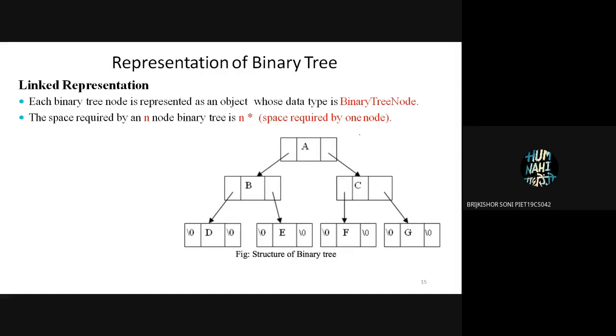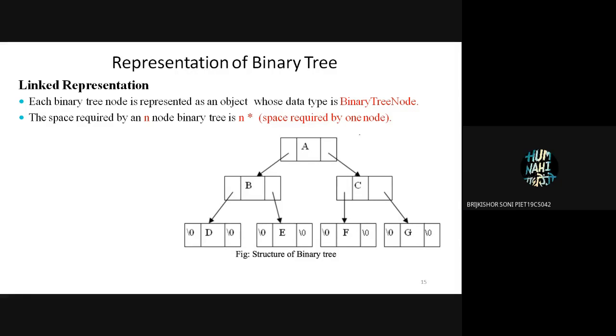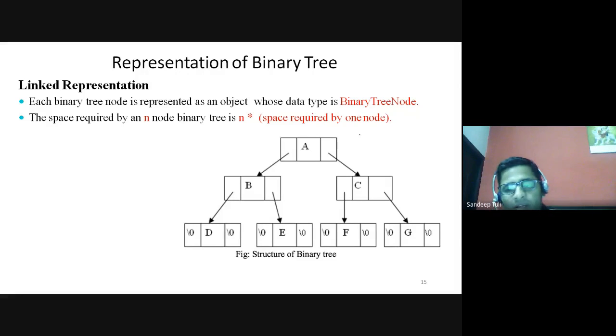Dynamic representation. So every node, how many parts we have now? 3 parts. Previously 2 parts, pointers and 1 data. So 2 pointers and 1 data, and the 2 pointers are left child and right child. So for every node, we have 3 parts. One is the information part, the data part. One is the left child pointer. And one is the right child pointer. So 2 pointers and 1 information field we have.